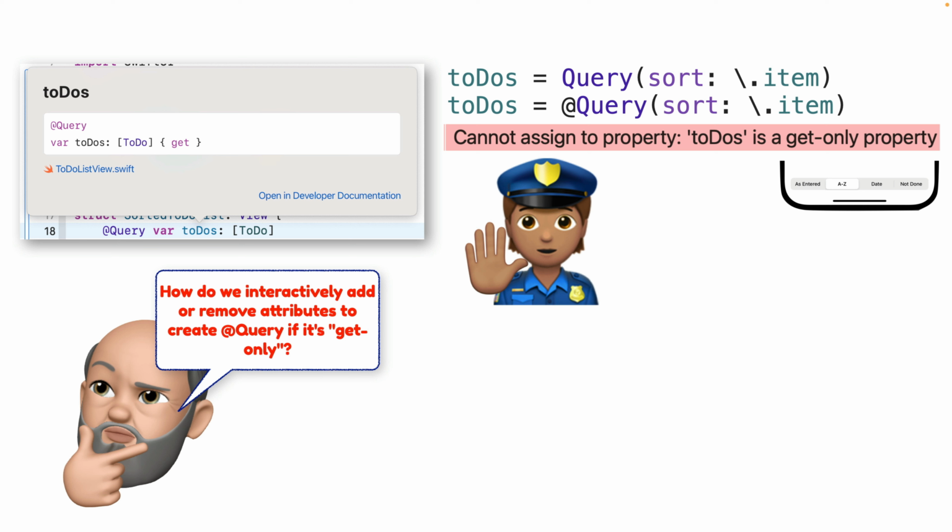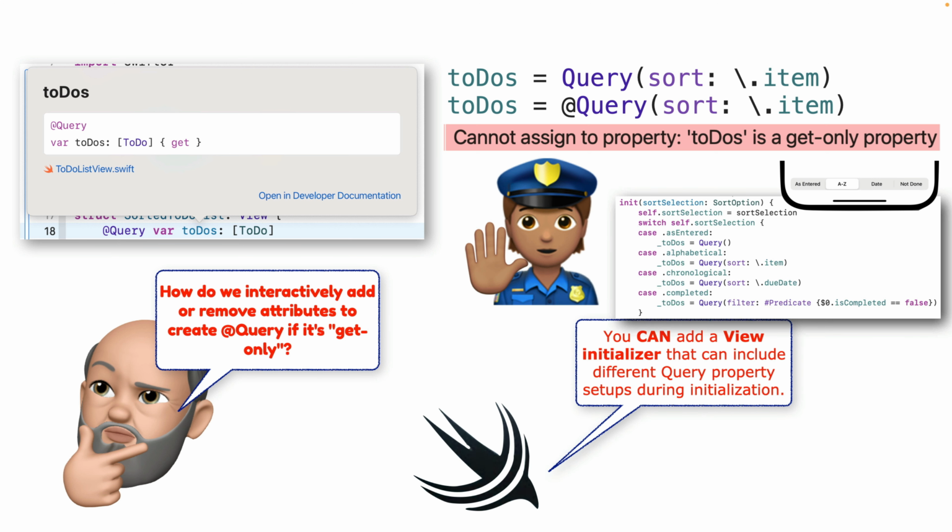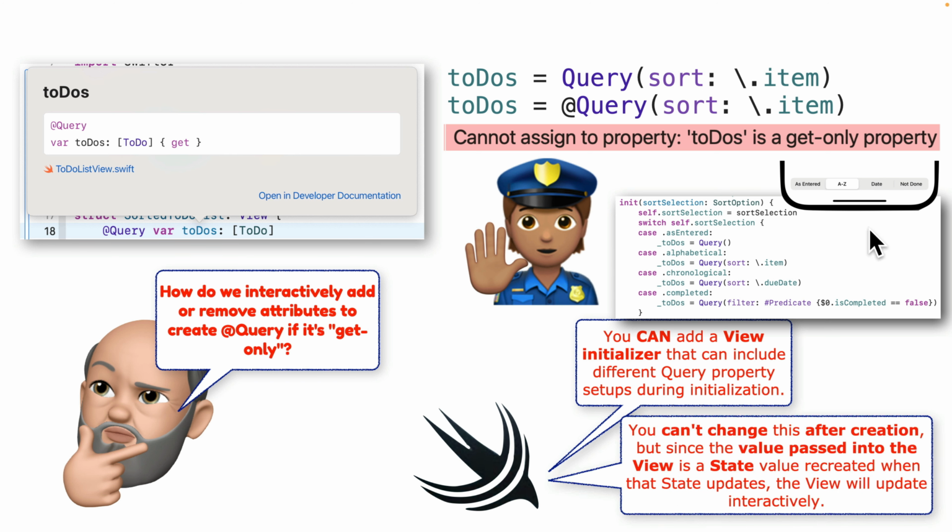Well, one thing that we can do is add an initializer to the view, and this can include a different query initialization based on the sort order that we pass into the view. Now, we won't be able to update the query options after they're created, but since sort order is a state value, whenever we tap on a new value in the picker view, the old SortedToDoList is destroyed and the new one is recreated, reinitializing the view based on the sort order that we pass in. Now, here's how we do this in code.